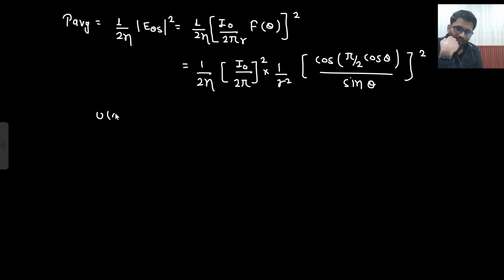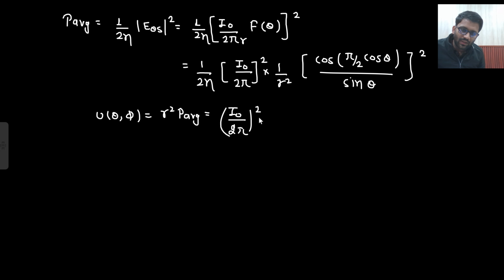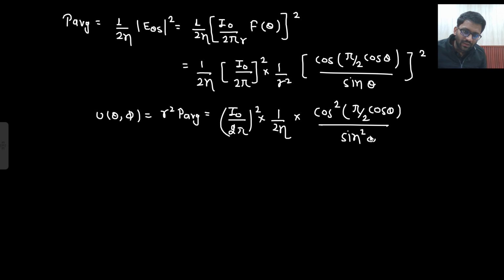Now can you find out U(theta, phi) here? Certainly. That is very easy. r square into P average, so the same expression will come. Just the fact that I naught upon 2 pi whole square into 1 by 2 eta into cos square of pi by 2 cos theta divided by sin square theta. Well and good.